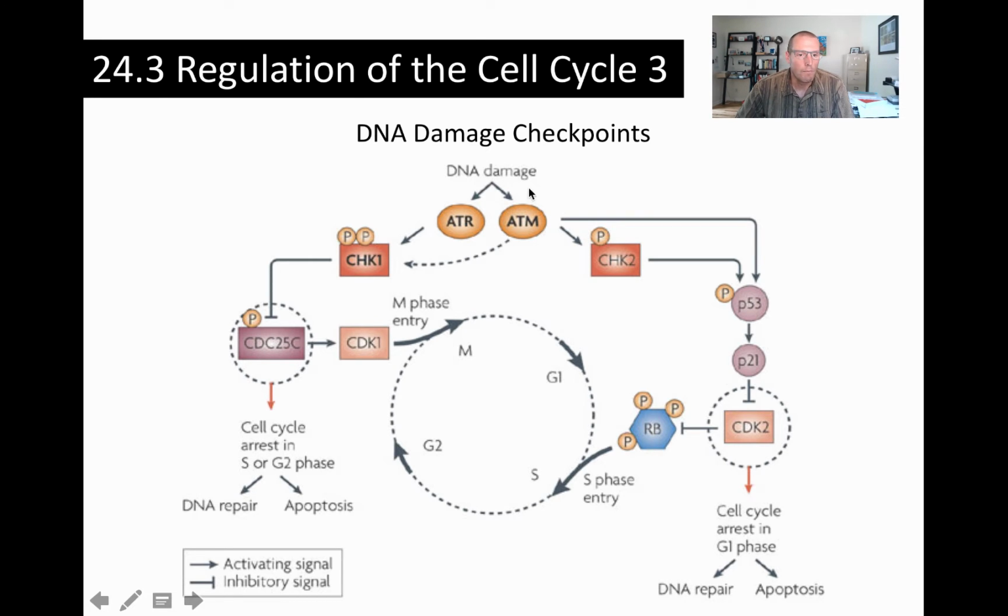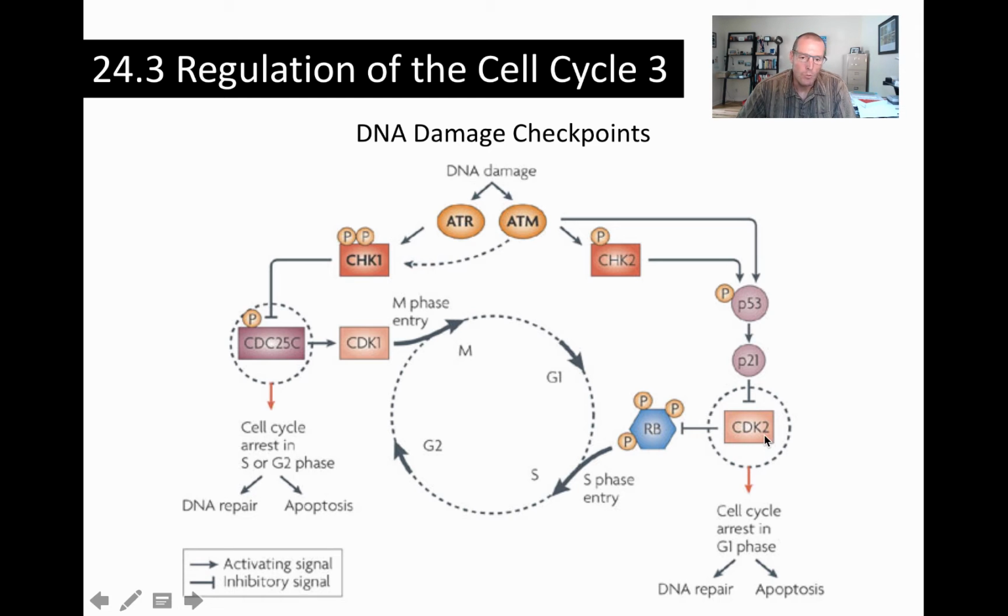For example, double-stranded breaks in DNA, which are highly toxic, activate this protein kinase here called ATM. And then ATM activates this protein called CHEK2. CHEK2 is called a checkpoint kinase, and CHEK2 can phosphorylate P53, and that activates P53, which is a transcription factor, and stimulates the production of a protein called P21. And then P21 inhibits CDK2, which is one of the CDKs controlling entry into S-phase.